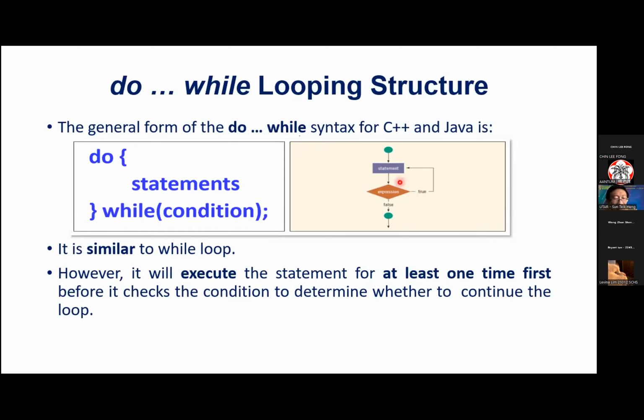And this is the program flowchart. You can see straight away you go into the statement to execute the statement. Then only you check the condition. If the condition is false, you then proceed to the rest of the program. But if the condition is true, then you repeat the do while loop.